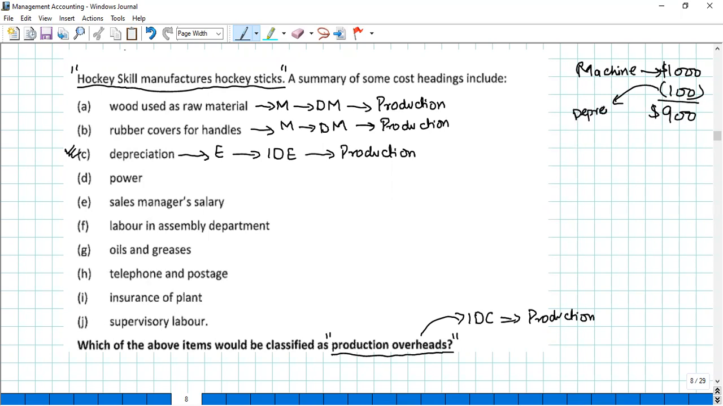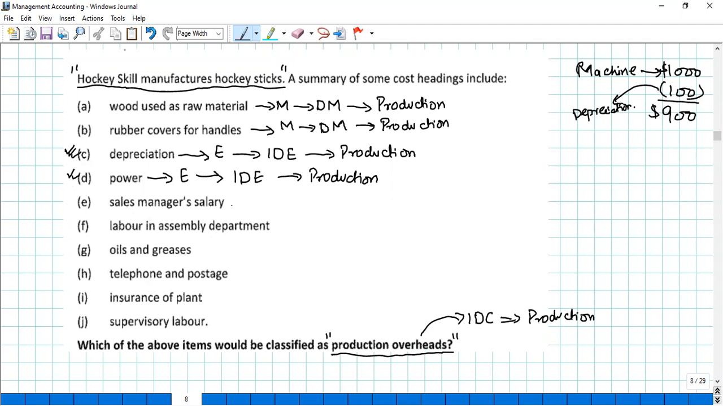Depreciation. The next cost is power. Power is an expense because you cannot classify it as either material or labor. So it is an indirect expense, a general expense. And yes, power is related to production, so this will be a production overhead.